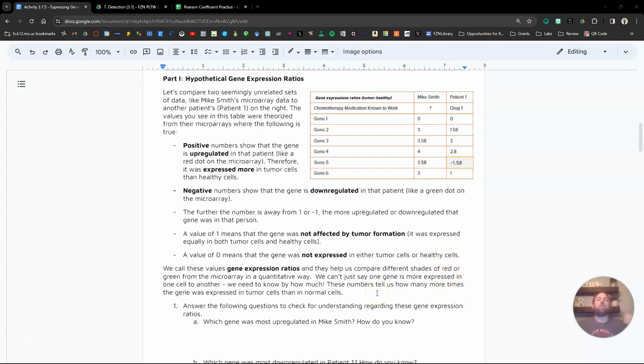These values are called gene expression ratios, and they help us determine a comparison between different shades of red or green on a microarray in a quantitative way. We now have numbers and data that we can use to compare to one another to represent those colors. We can't just say one gene is more expressed than the other. Now we have a way of saying that gene 4 in Mike Smith was almost twice as expressed as gene 4 was in patient 1.